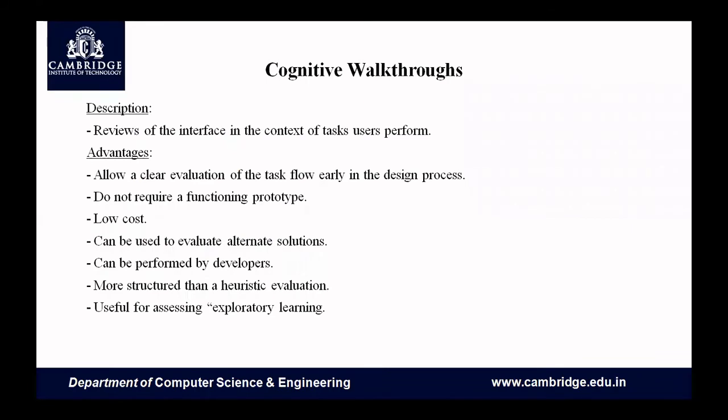Then the next method is cognitive walkthroughs, the evaluation process. The next one is cognitive walkthroughs, where it is a review of the interface in the context of tasks the user performed. Advantages: it provides a clear evaluation of the task in the design process, very early design process. It doesn't require any functional prototyping. It is low cost. It can be used to evaluate alternate solutions.